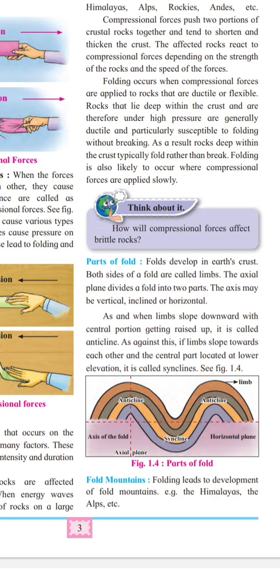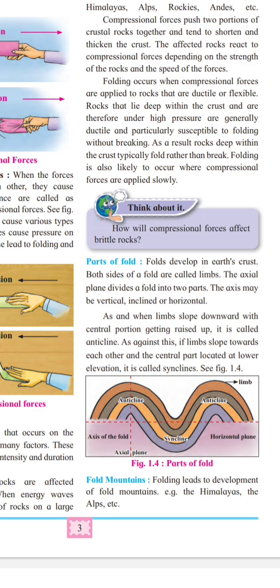Whether rocks fold or break depends on three factors: nature of rocks, intensity of force, and duration of force. Soft and flexible rocks bend easily. Hard and brittle rocks usually break instead of bending. Folding generally occurs in rocks that are deep inside the Earth's crust because they are under high pressure and remain flexible. Another important point is that folding usually occurs when pressure acts slowly, over millions of years.